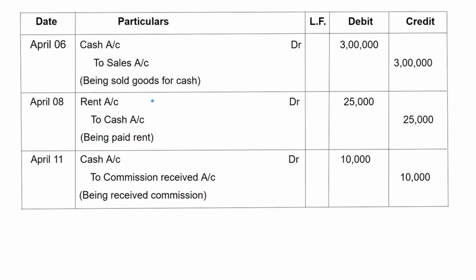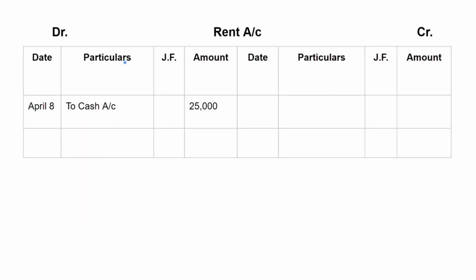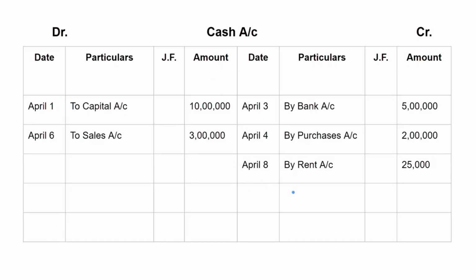In the rent account we record debit side to cash 25,000, and in the cash account we record by rent 25,000. Let's see it. Rent account debit side April 8 to cash account 25,000, and next is cash account. Cash account credit side April 8 by rent 25,000. You can see every account has one debit and one credit. Let's see the next transaction.